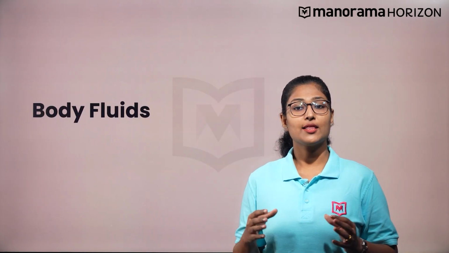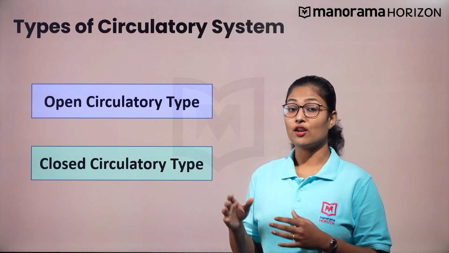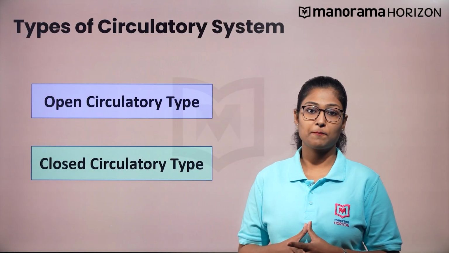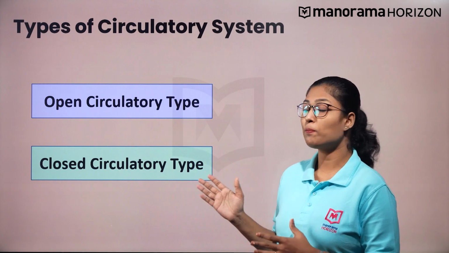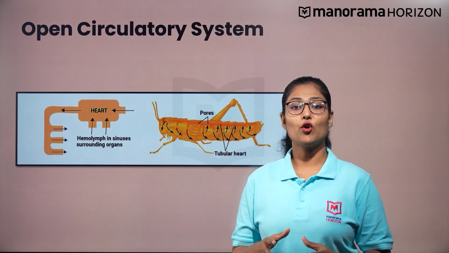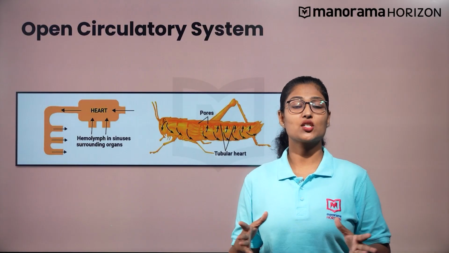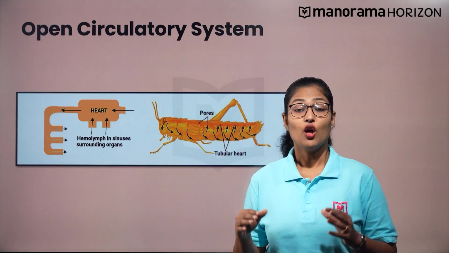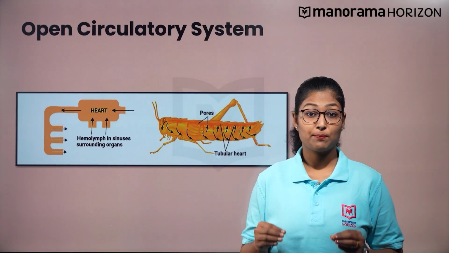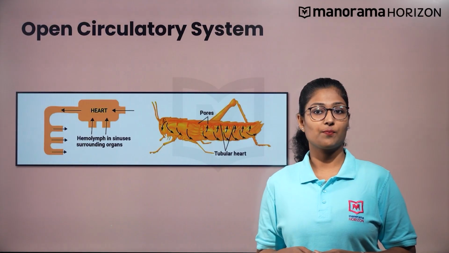Depending upon the mode of circulation, the circulatory system may be an open or a closed type. First is the open circulatory system. In this type, the blood flows through the parts of the body cavity. It remains mixed with body fluid. Lower organisms like prawns and insects have an open circulatory system.